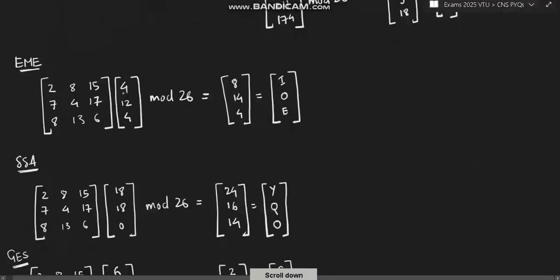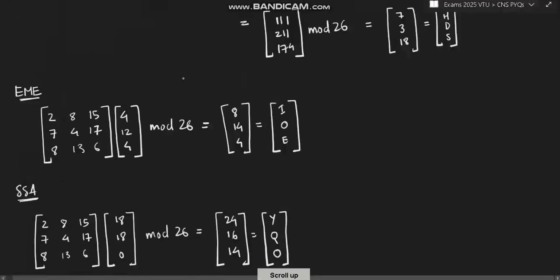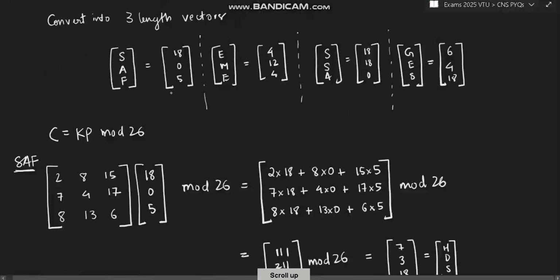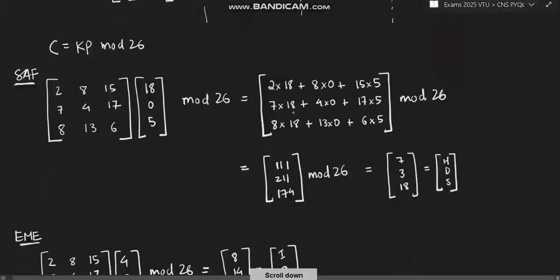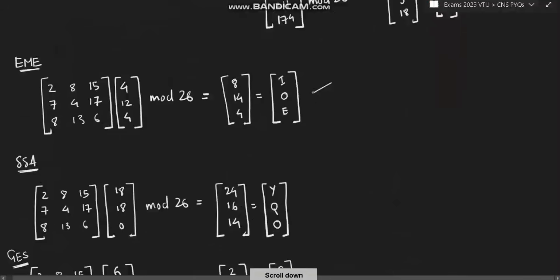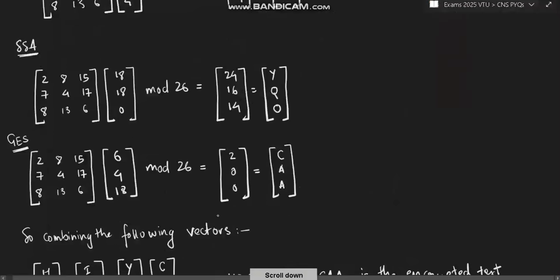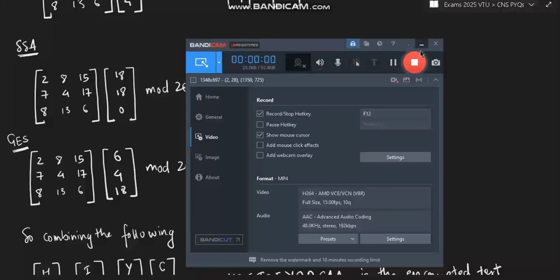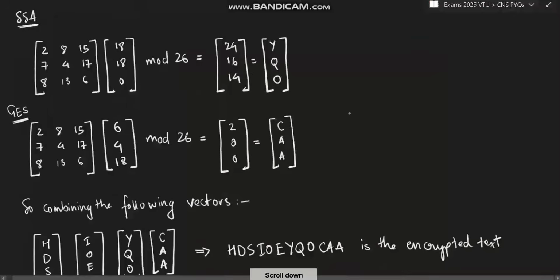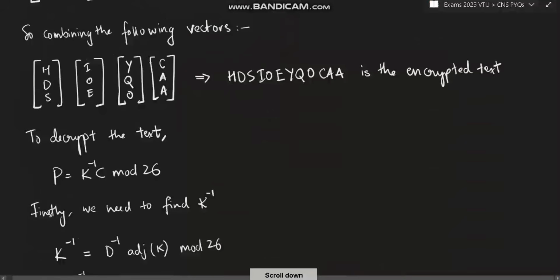Like that you have to do for EME, SSA and GES. The four vectors we have got here, right? For each of these four vectors you have to follow the same procedure, and you will be getting four different matrices. Next, you have to combine the following vectors: HDS, IOE, YQO, CAA. So you'll be writing it together, and this is the encrypted text.